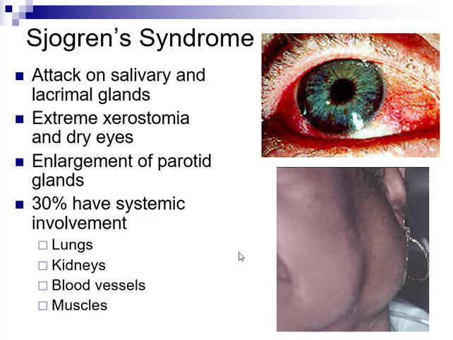30% of people that are diagnosed with Sjogren syndrome will also have a systemic involvement, including the lungs, kidneys, blood vessels, and muscles.